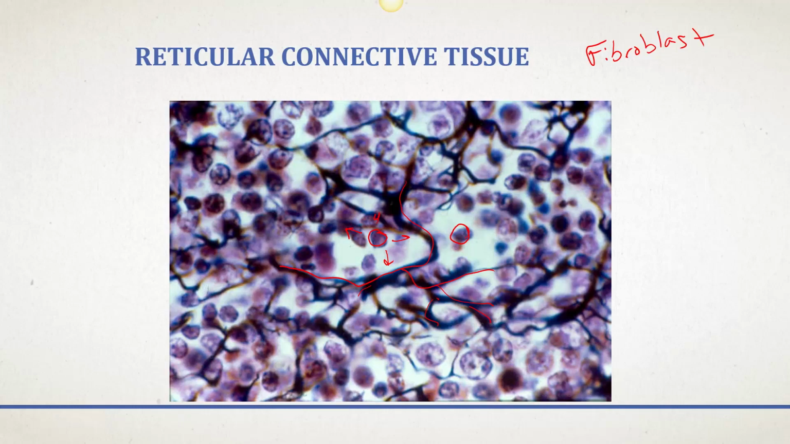So the location of reticular connective tissue is it makes up the insides of many of your solid organs. So organs that are solid all the way through, it's going to make up that internal component of the inside of solid organs. The function, flexible support.